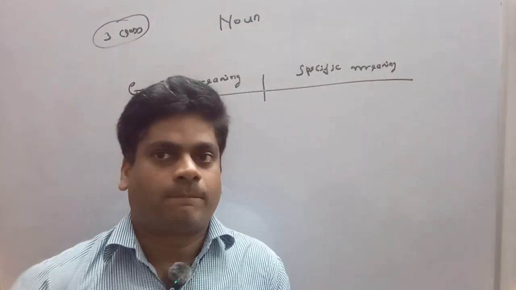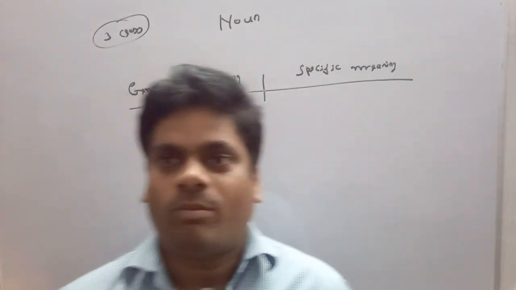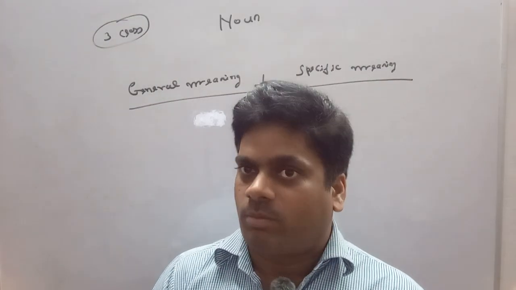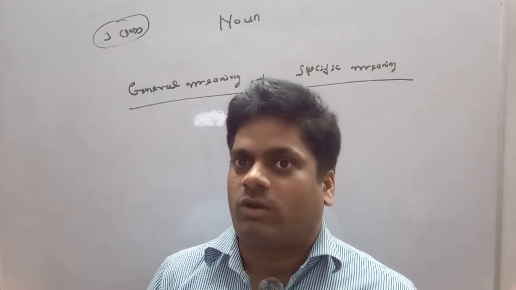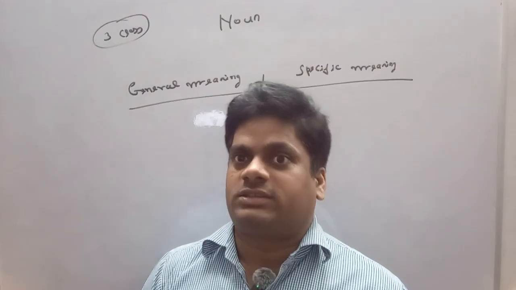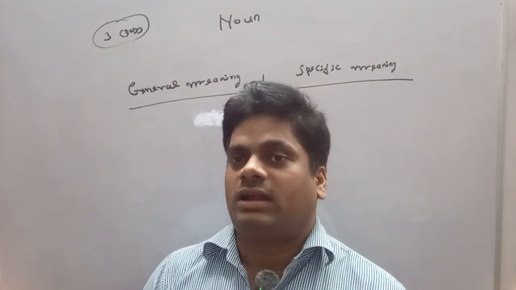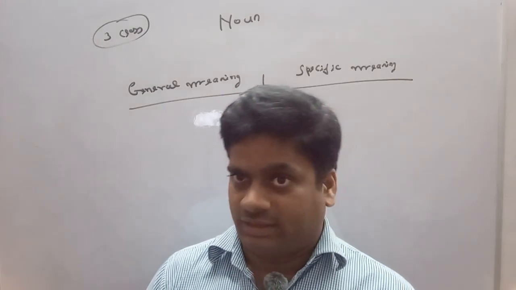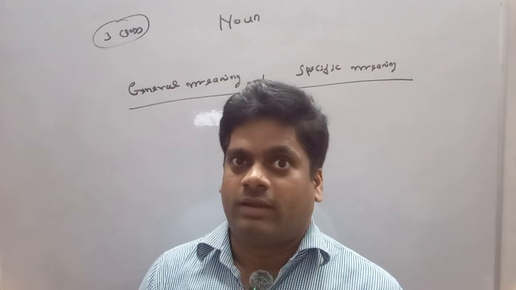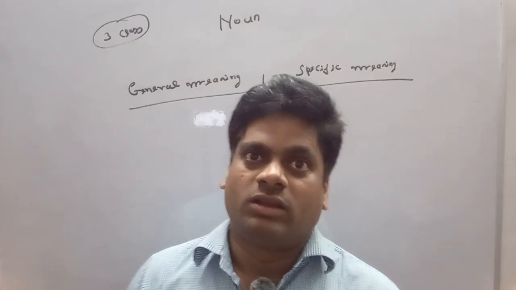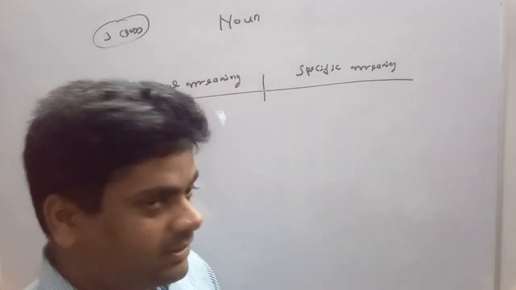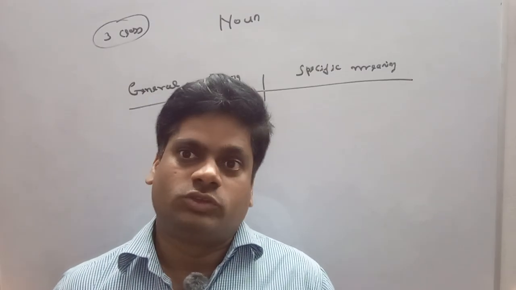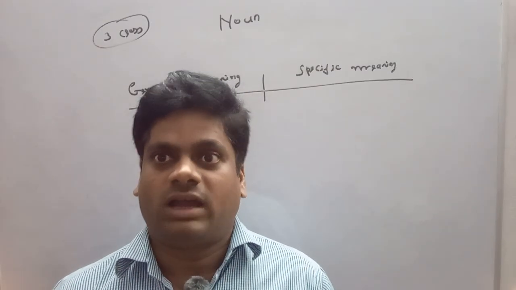Finally, we can say that any type of noun, no matter which type of noun it is, whether it may be common noun, proper noun, abstract noun, any type of noun, if it is expressing its general meaning, then it cannot take any type of article, but if it is expressing its secondary meaning or its specific meaning, then an article is necessary to be used before the noun.